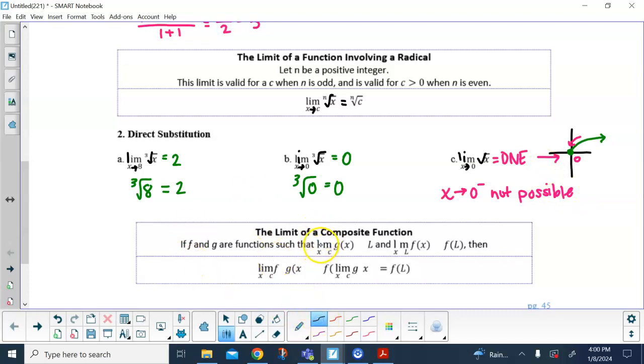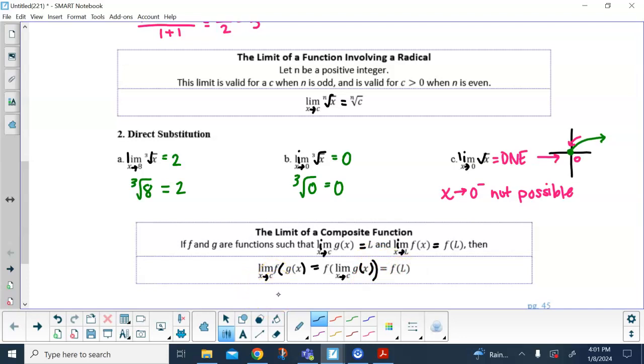All right, limit of composite functions. If you know the limit of g of x as x approaches c equals L, and the limit as x approaches L of f of x is f of L, then you can evaluate the inside limit and then plug that value into the outside. So if you're doing the limit of f of g of x, you can do f of whatever that limit value is for g of x. Okay, so it's kind of a double plug-in.